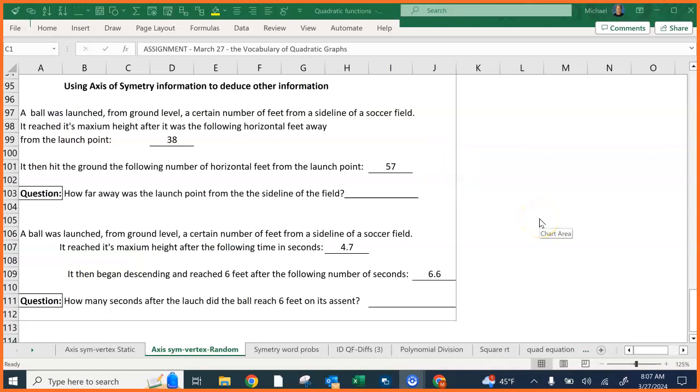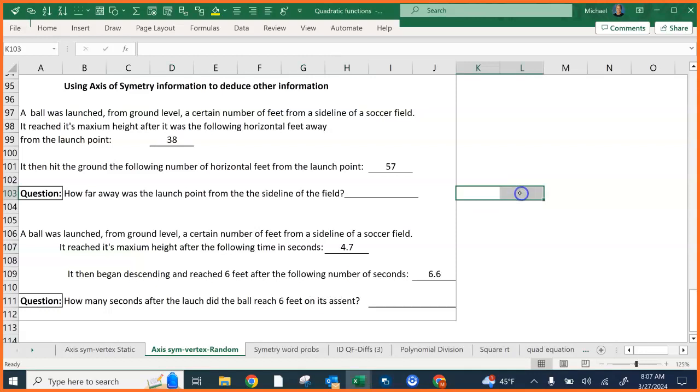Okay, I think to do this problem, where you're using the axis of symmetry to figure out other stuff and trying to figure out a real life scenario, it can be good to make a little graph so you can kind of see where stuff is. So, you read through this: a ball is launched from ground level, a certain number of feet from the sideline. It reached a maximum height after it was the following horizontal feet away from the launch point. Okay, what does that mean?